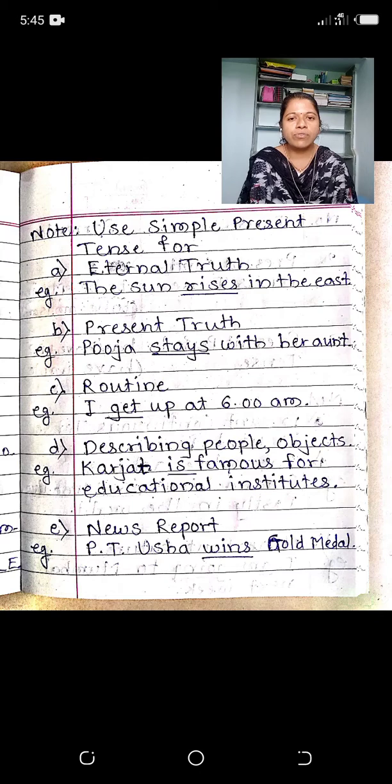And lastly, for news reports, you have to use simple present tense. Though PT Usha won the gold medal some days before, the news reporter tells it as if she has won the gold medal now, at that moment. So, see, a news report uses simple present tense: PT Usha wins gold medal. Okay.